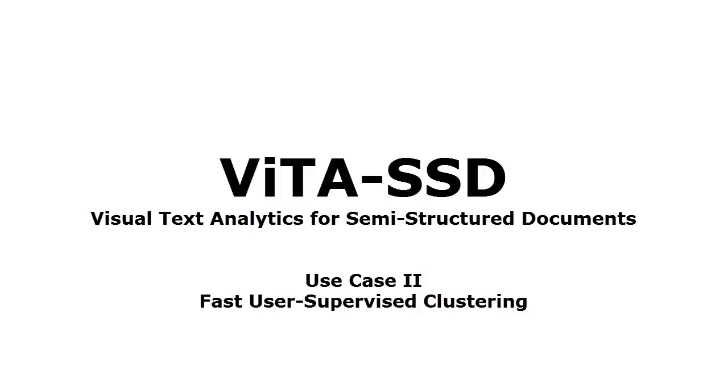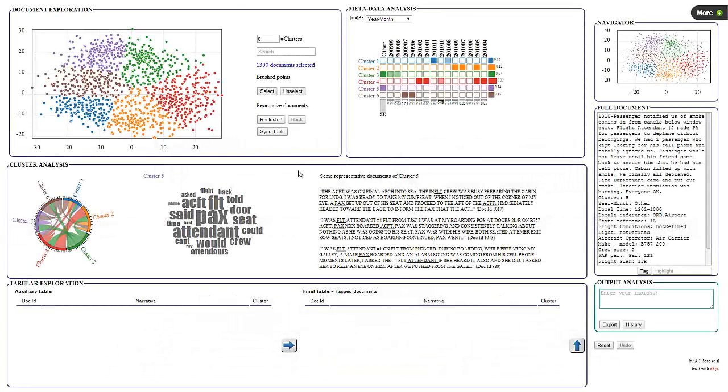ViTA-SSD is a tool for exploration and finding of patterns on semi-structured documents. In this video, we will showcase how we can influence the clustering results by providing keywords to the system. Here we have 1300 documents from the ASRS report sets.